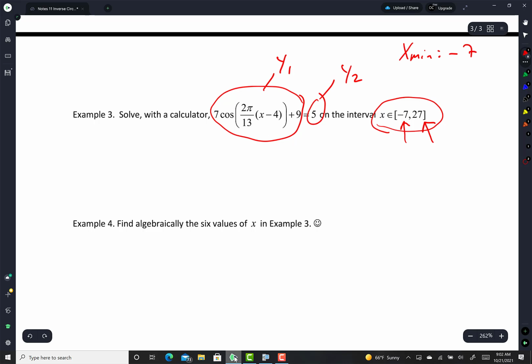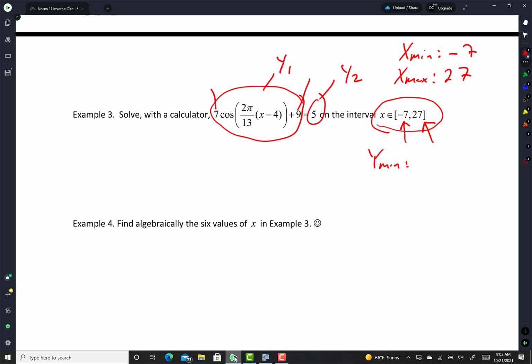We're still okay? X min, negative 7. X max, what's the biggest x value I want? 27. X scale doesn't matter. You want to go by ones, you want to go by fives, it doesn't matter. Y min, okay. So look at this graph right here. The midline is 9, and the amplitude is 7. So y min, 9 minus 7 is 2.